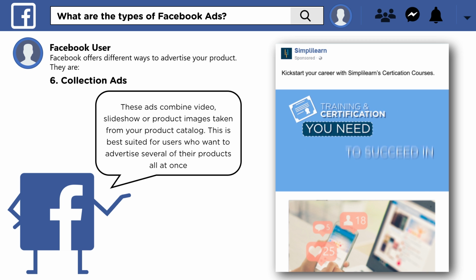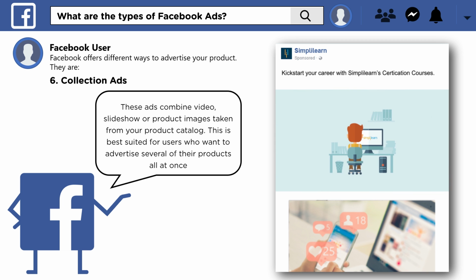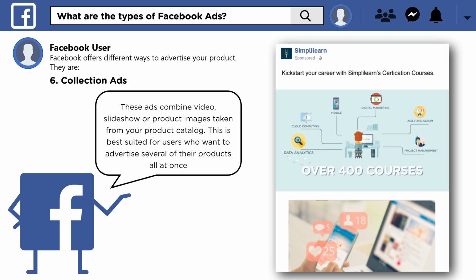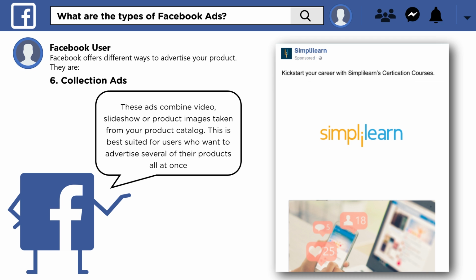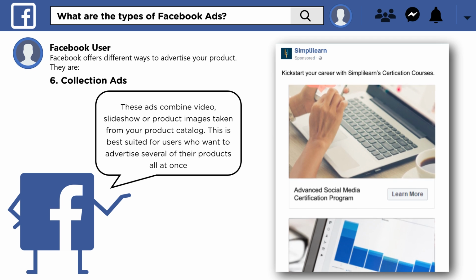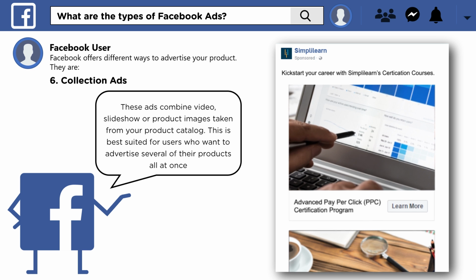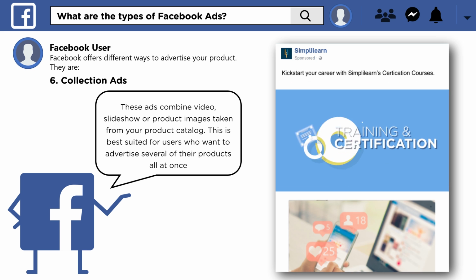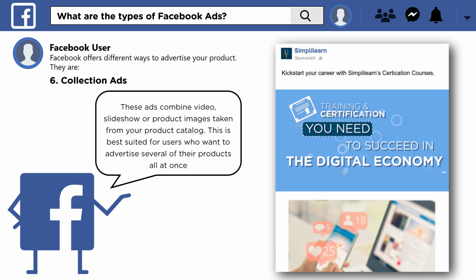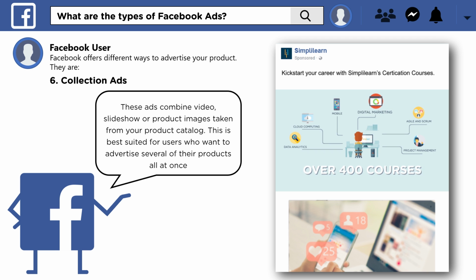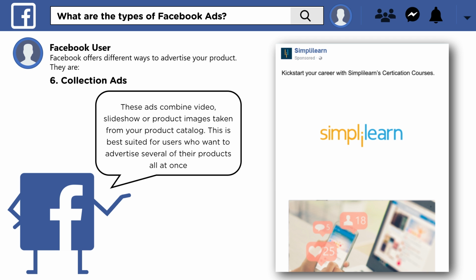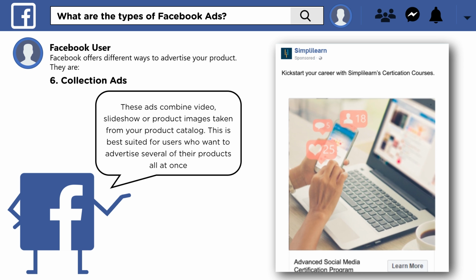And then the last type of ad on Facebook is called a collection ad. These ads combine basically your video, your slideshow, or your product images taken from your product catalog. So if you're an advertiser who wants to advertise several products at once, then the collection ad could be a great option for you. Here you can see the Simplilearn example. They're showing not only some good slideshows and imagery, but also some good messaging below that.